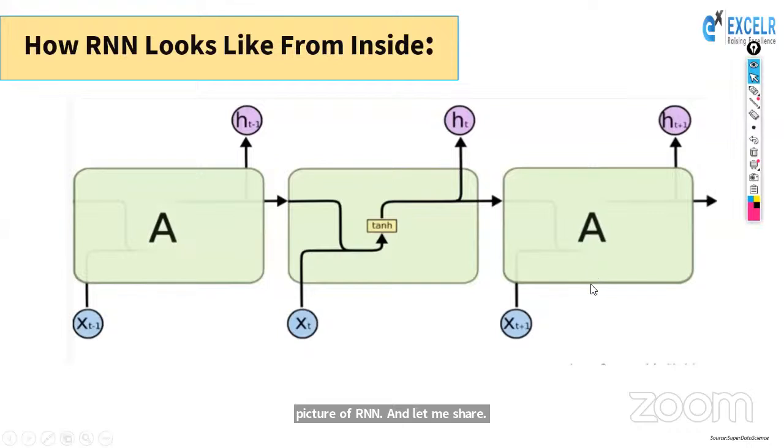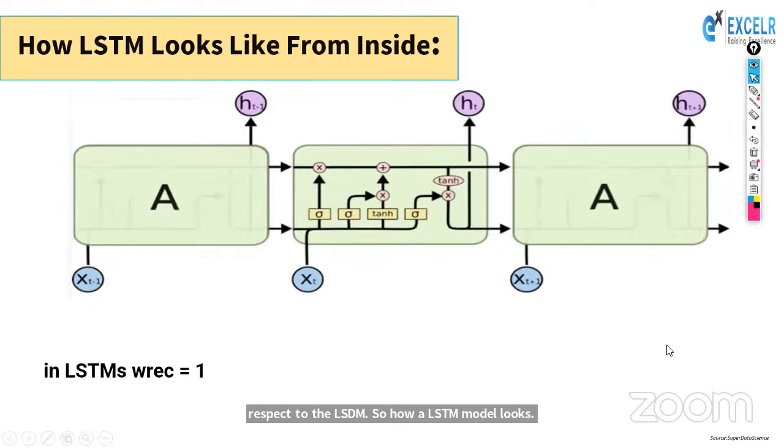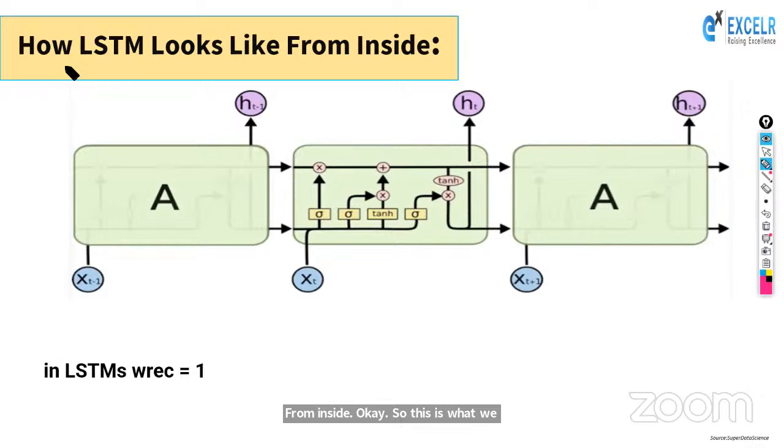Let me share my screen again. Okay. So guys, if you understood how RNN looks internally, let's see what changes have been made with respect to the LSTM. So how does an LSTM model look from inside? This is what we have, guys, as an LSTM model. And let me explain one more important point: how LSTM will overcome the vanishing gradient problem.